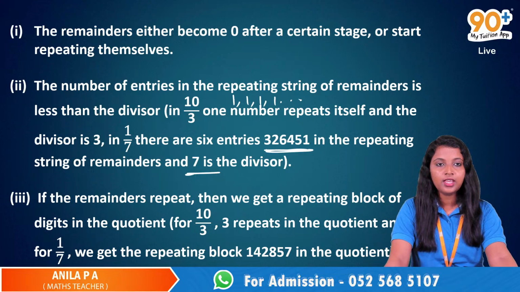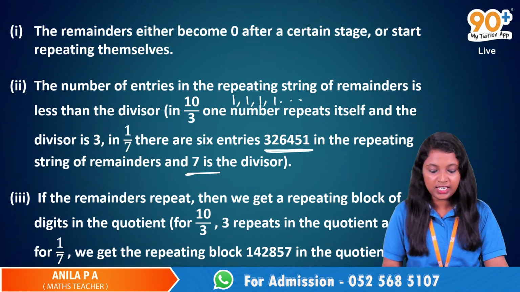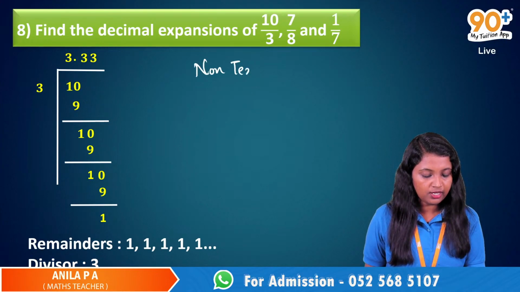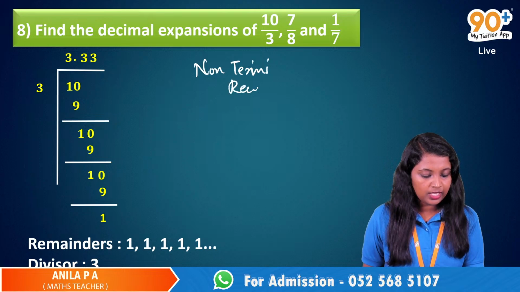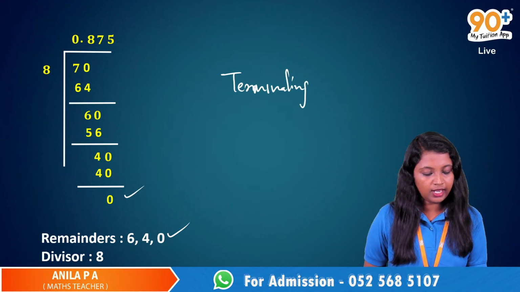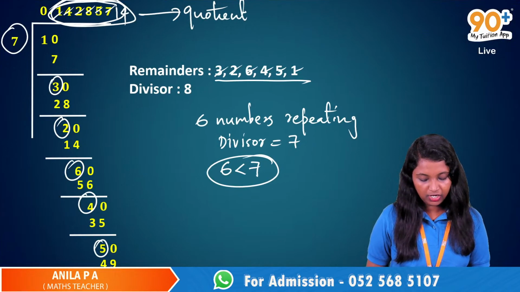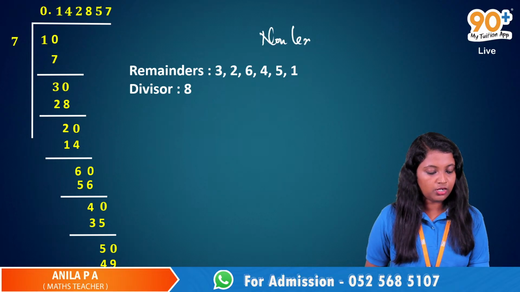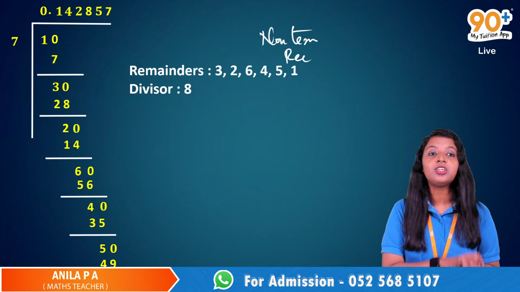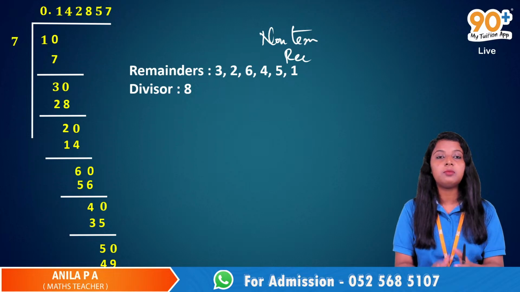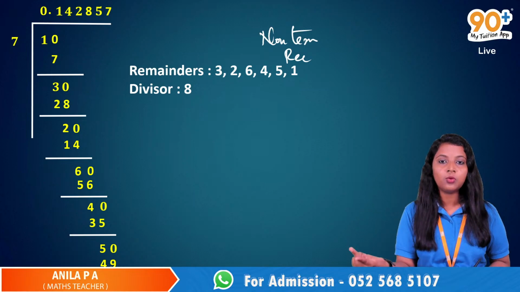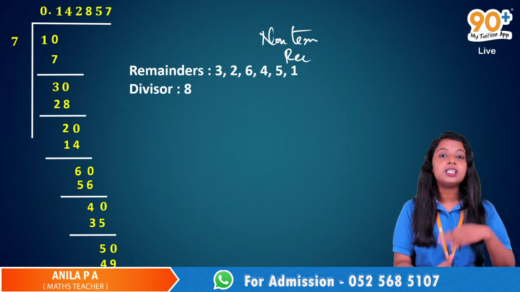Here we have seen a terminating one. This is not terminating, this is non-terminating recurring. The second one is terminating, and the third one is again non-terminating recurring. And we have one more thing, non-terminating, non-recurring. But the terminating ones and non-terminating recurring ones come under the set of rational numbers.